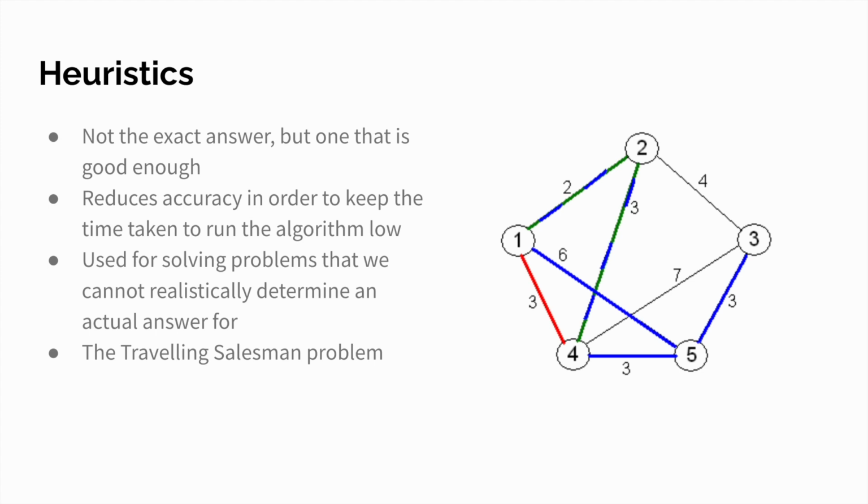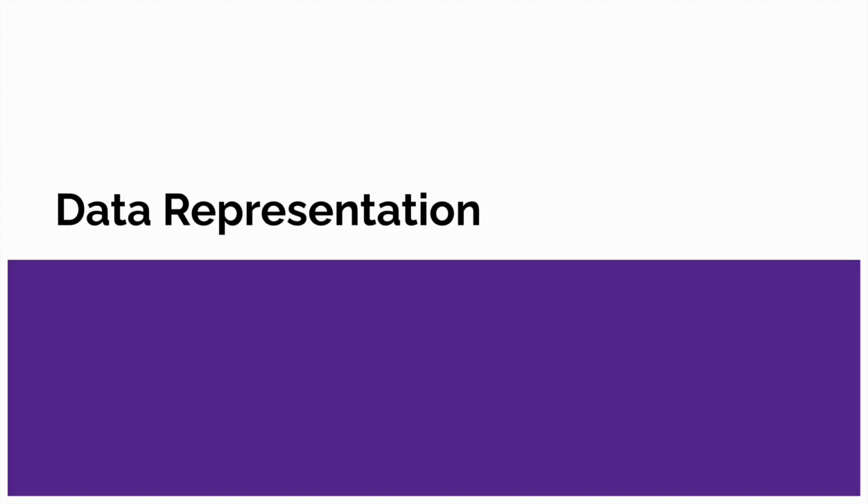So we use heuristics in this case, because while we can't find an exact answer, while it would be very difficult to find the exact answer, we can find one that's satisfactory, that's good enough, that's a reasonable guess, a reasonable estimate.